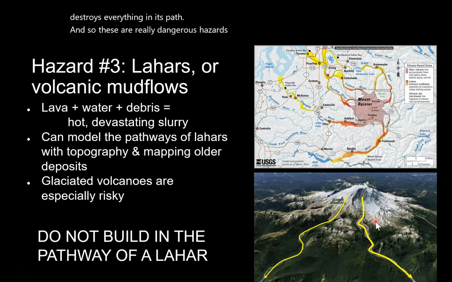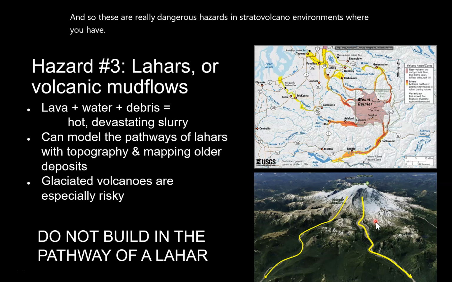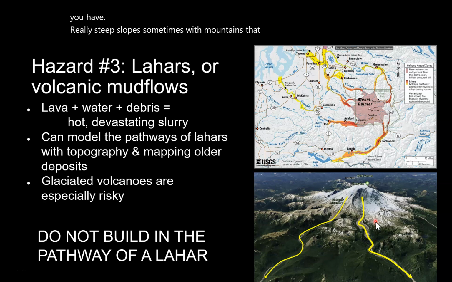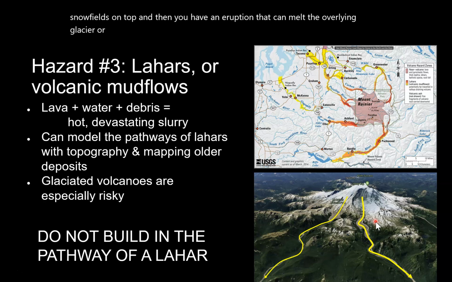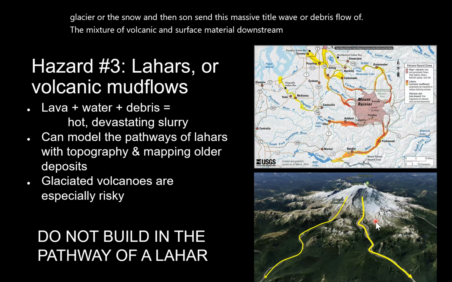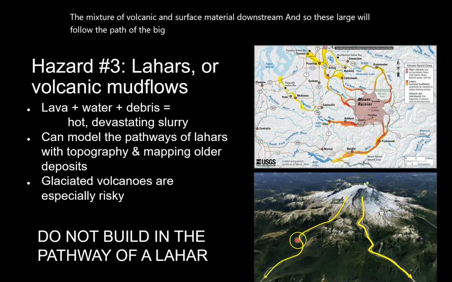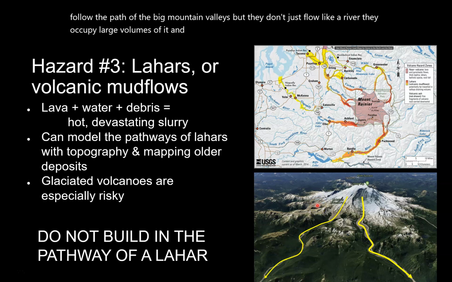stratovolcano environments where you have really steep slopes, sometimes with mountains that have glaciers or large snowfields on top. And then you have an eruption that can melt the overlying glacier or the snow, and then send this massive tidal wave or debris flow of a mixture of volcanic and surface material downstream. And so these lahars will follow the paths of the big mountain valleys, but they don't just flow like a river. Like they occupy large volumes of it, and they can go very long distances.